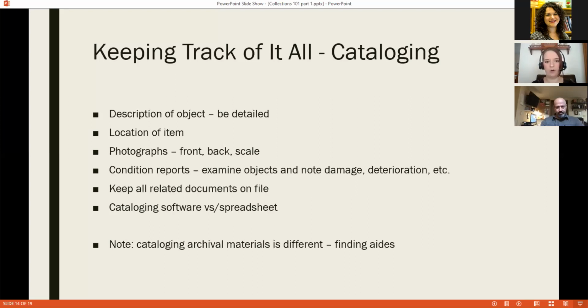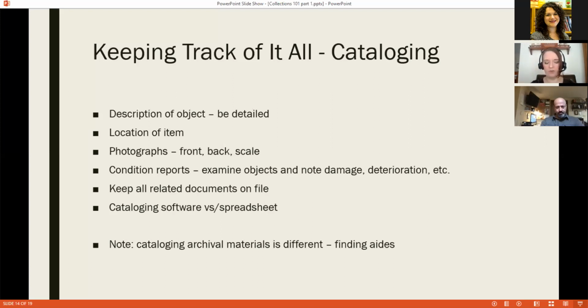And part of cataloging is keeping all the documents related to this particular item on file. So your donor information, your deed of gift, your accession information, you want to keep all of this in one place so that should you have any issues, say you're no longer with the institution 10 years down the line and somebody else finds this item in the collection and they want to know more about it, they can find those files that you put in place and they can see exactly what it is that they're looking at.